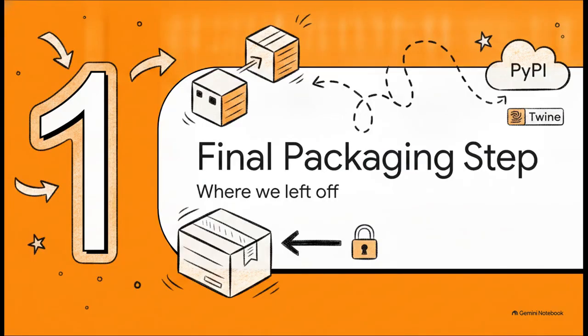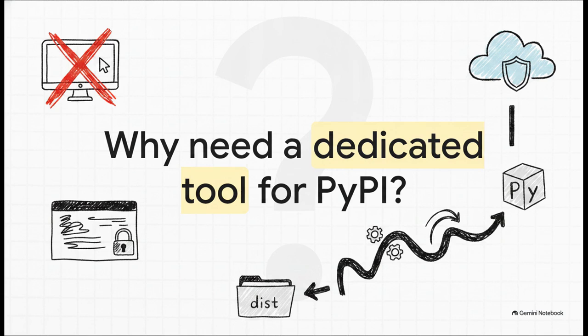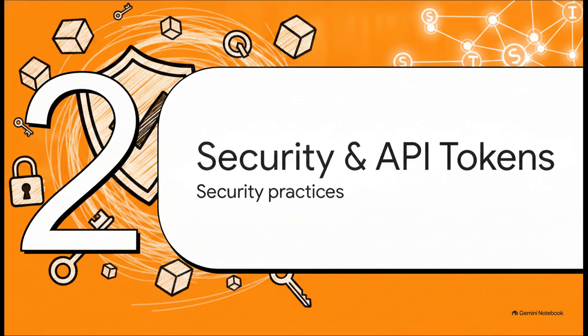All right, section 1, the final packaging step. So we left off previously with setuptools basically dumping our shiny new distributable files into a simple dist folder. But you're probably wondering, why on earth does uploading these simple files require an entirely separate dedicated tool? I mean, why can't we just drag and drop them or use some basic built-in command? That brings us right to section 2, security and API tokens.